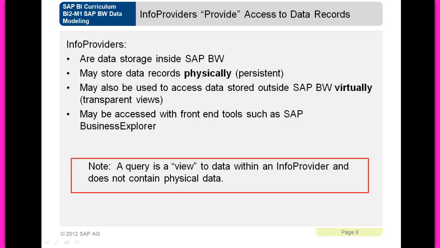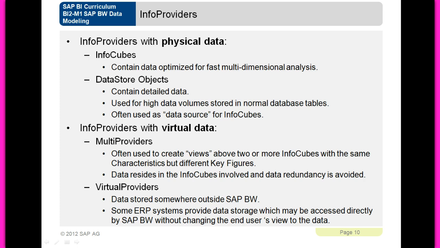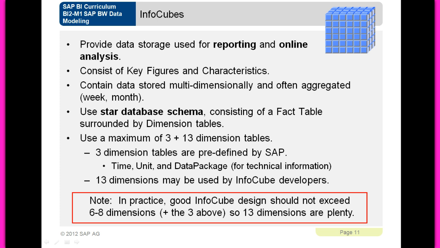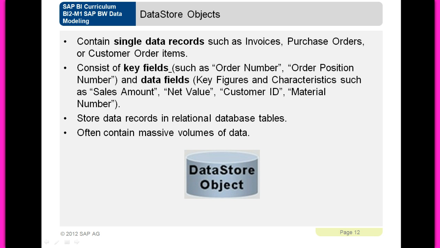So once again, info providers are data storage inside SAP Business Information Warehouse, and when you are storing data, you can think of two types. One is called info cubes and another is called data store objects. Info cubes contain data optimized for fast multidimensional analysis. What are data store objects? Data store objects contain detailed data.